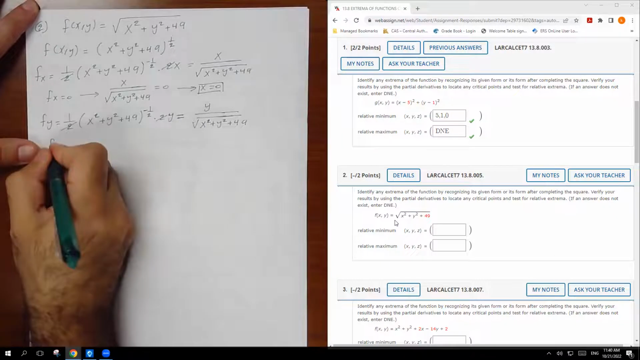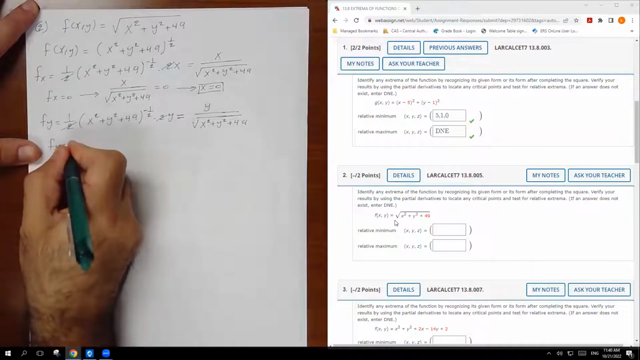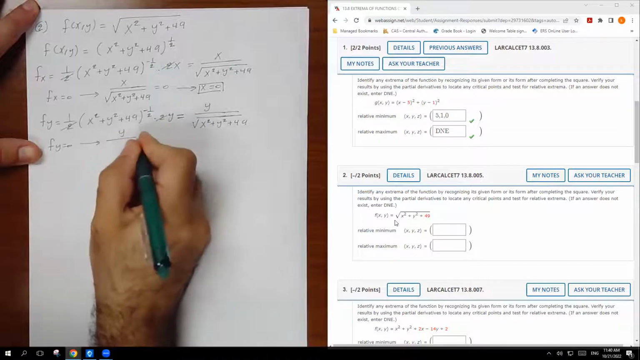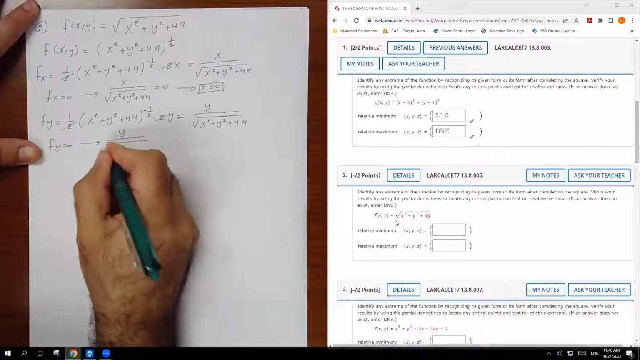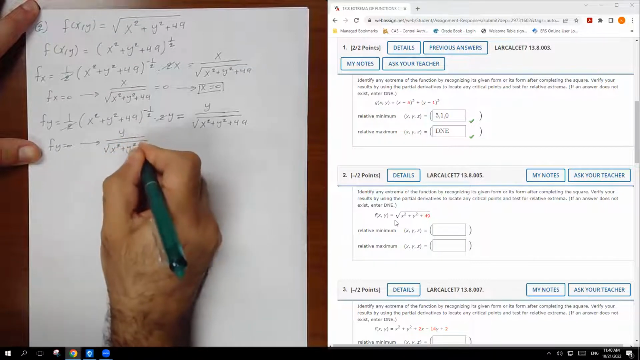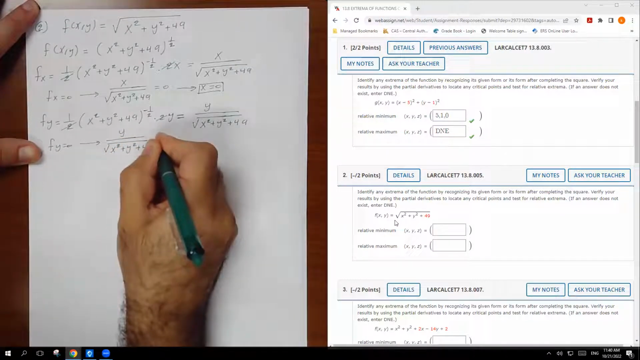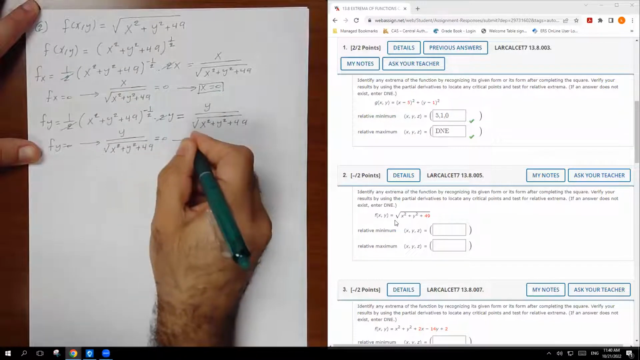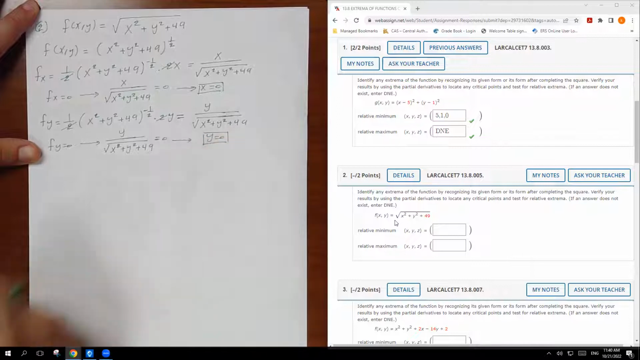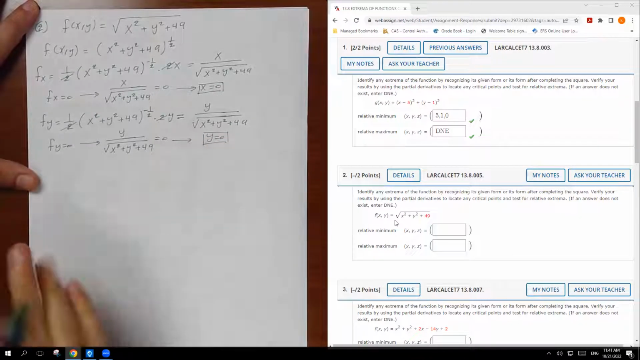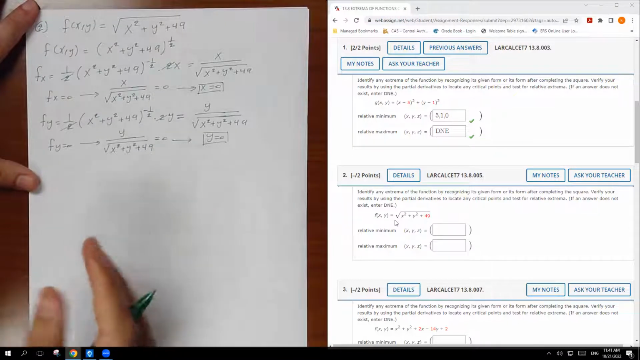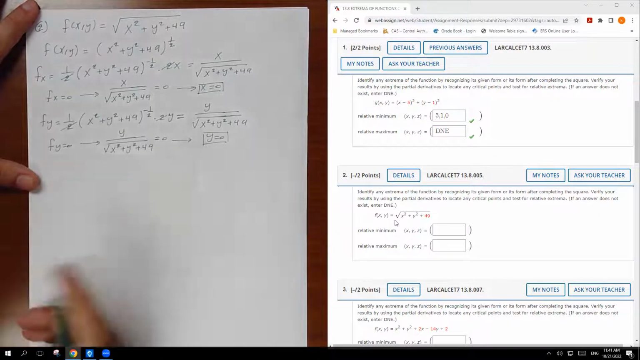Now, f sub y equals 0. In this case, y over the square root of x squared plus y squared plus 49 equals 0. That means we're going to get y equals 0. Now I'm going to find the z. So I'm going to get the critical point. Then I'm going to test whether this critical point is an extremum, maximum or minimum.